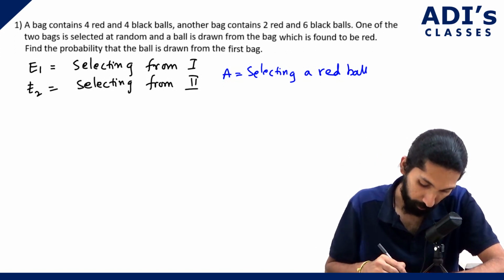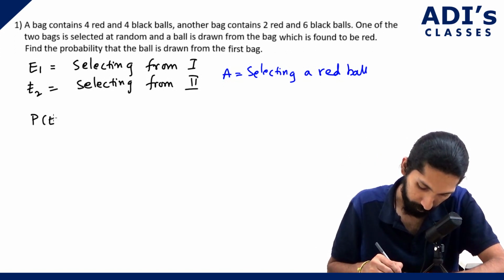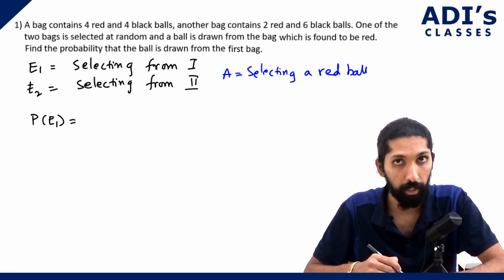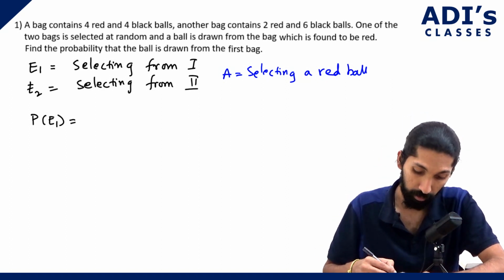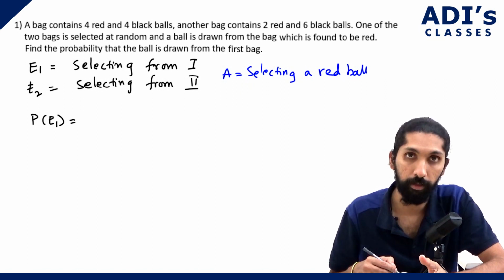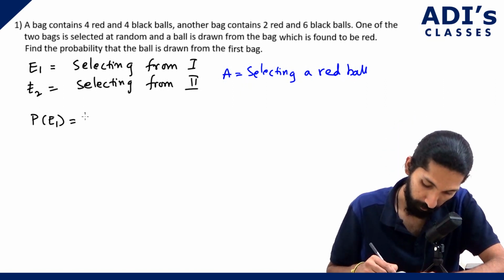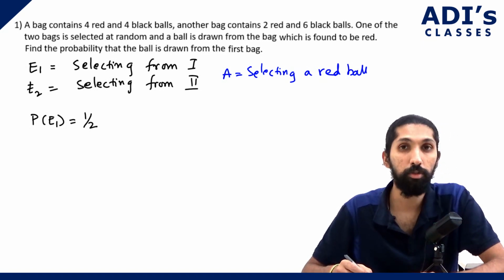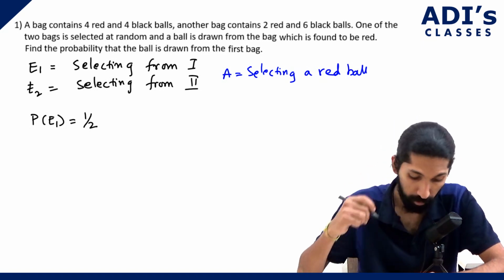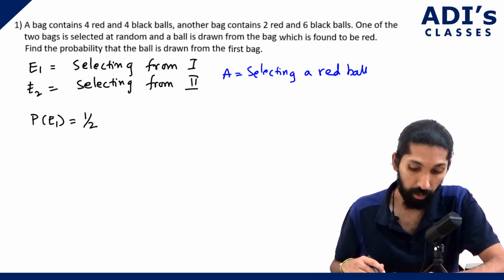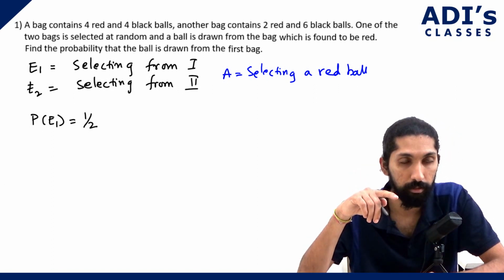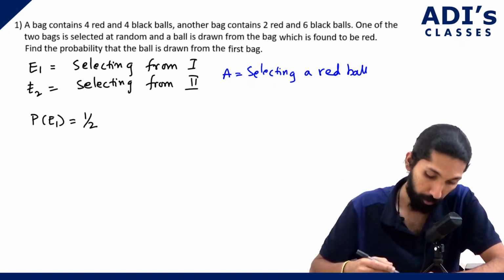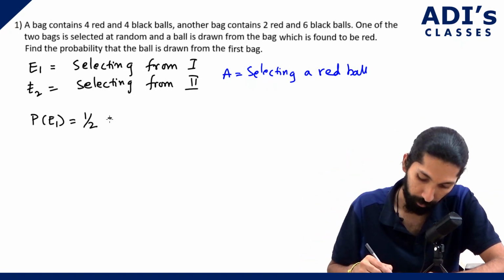Now P of E1 is going to be, see, there are 4 red and there are 4 black. Probability of choosing the red is going to be just half, correct? So P of E1 is half. Now P of E2, you can say that this is 2 out of red, but then remember, E1 is selecting from the first bag, E2 is selecting from the second bag, right? Since there are only 2, P of E1 is equal to P of E2 is equal to half.